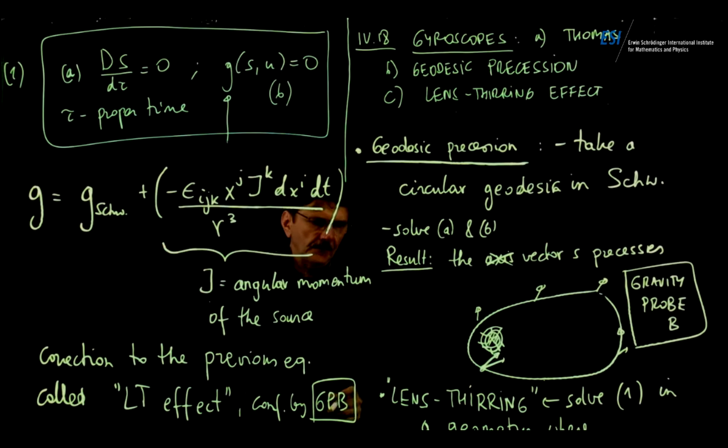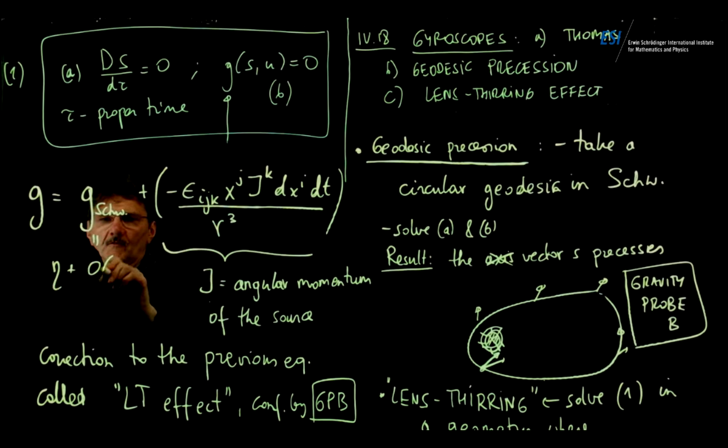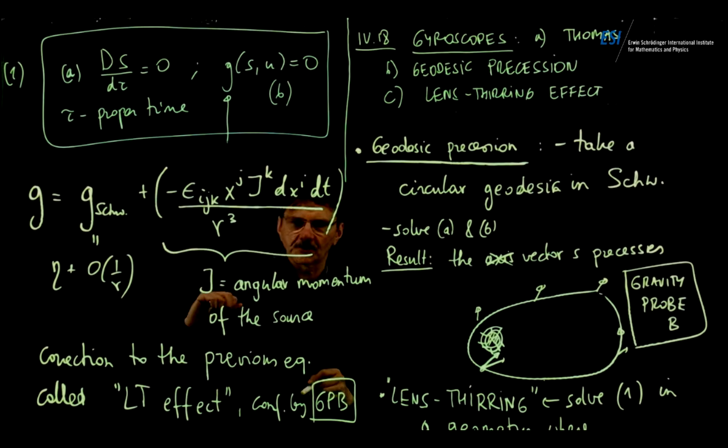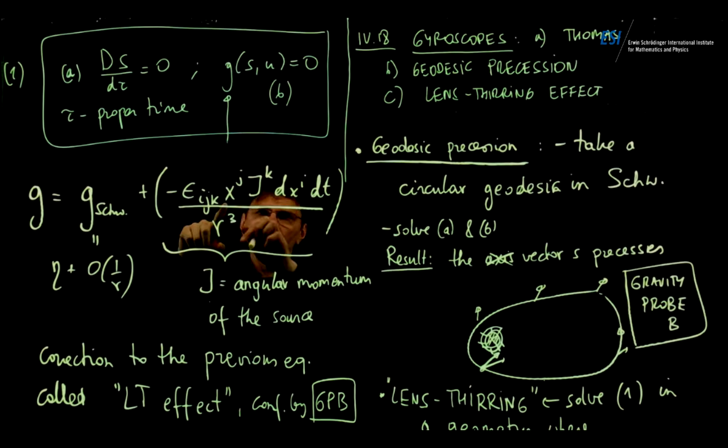So just to finish, a quick comment on this term. Schwarzschild is Minkowski plus corrections of order 1 over r. Here, these corrections fall off faster, like 1 over r cubed. Because x goes like r, you have an r cubed, so the whole thing goes like 1 over r squared. Therefore, this effect is going to be obviously much smaller and much more difficult to measure, and it was a big challenge to measure this in this experiment.